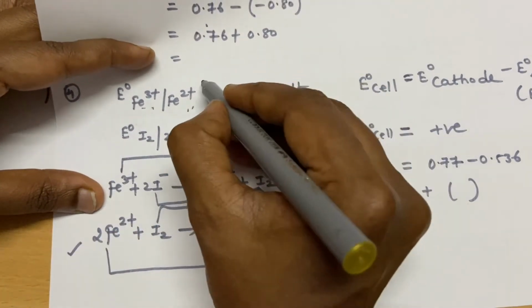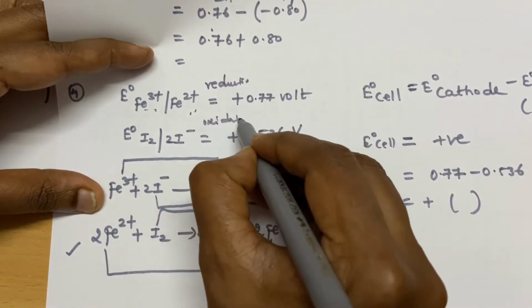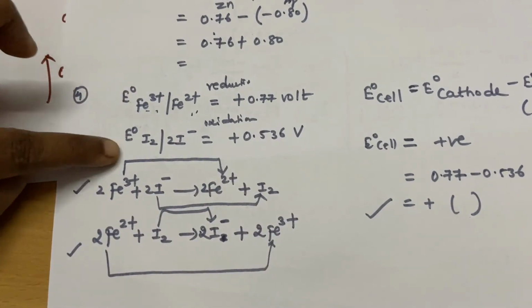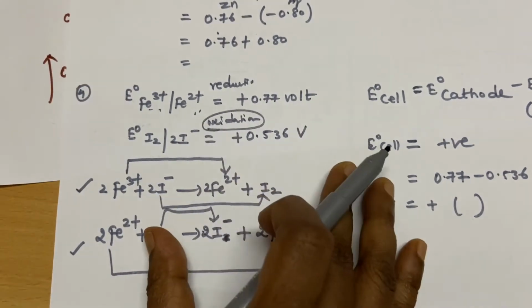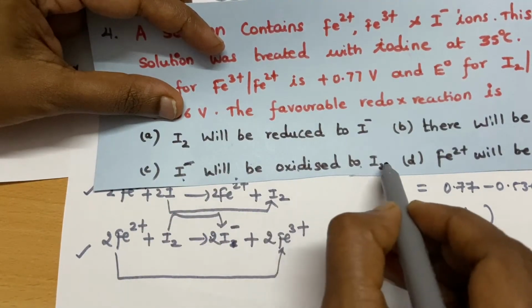In the cathode, reduction takes place and in the anode, oxidation takes place. So this has to act as the cathode and this has to act as the anode. In the anode oxidation takes place, so the option is that iodide, I minus, will be oxidized to I2.